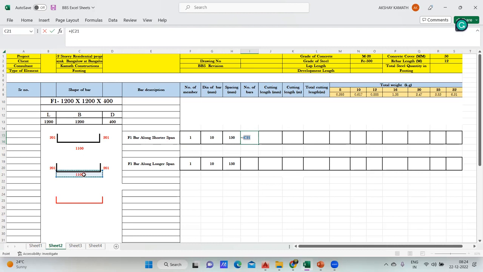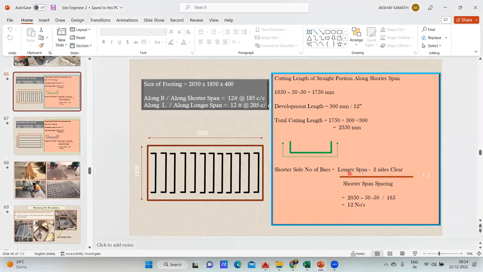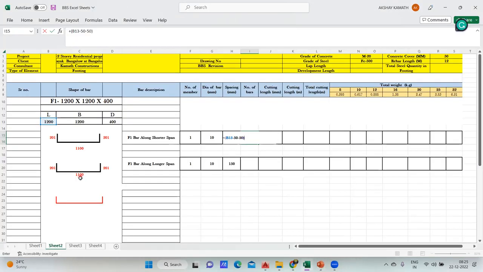We'll directly take 1100, or we can do one more thing. Instead of doing that, for number of bars, come here. Open the bracket. What is your longer span? My longer span is this one, no? 1200, length. You take this one, minus 50, that is cover on the left side, minus 50 cover on the right side. You're getting my point, no? And close the bracket. So that is what was written here: longer span minus two sides of the cover. This you can do. Otherwise, you could have directly taken 1100 because here the cover is already subtracted. But we'll follow this method only.